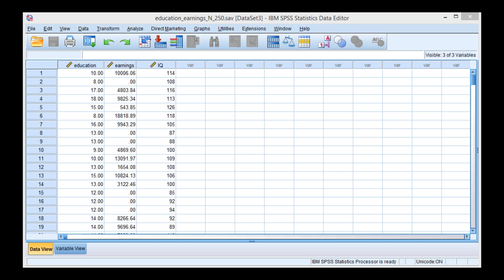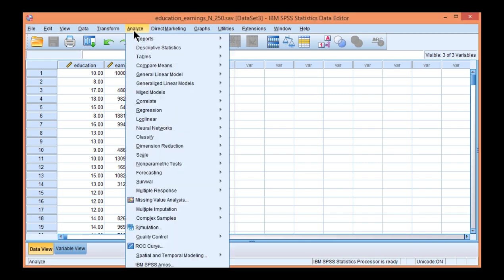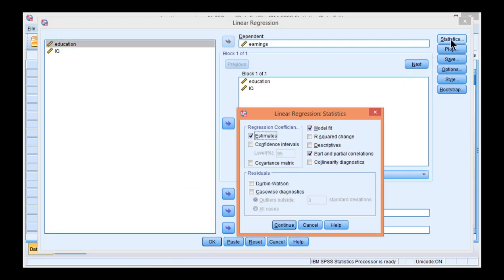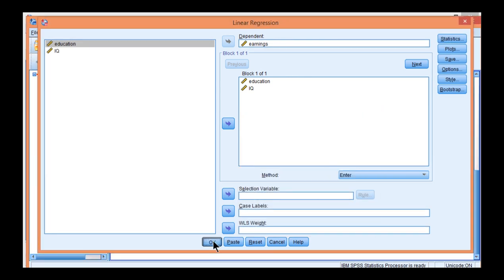In this video, I'm going to show you how to evaluate multicollinearity in the context of multiple regression in SPSS on the basis of evaluating two indices, tolerance and variance inflation factor. Now, to get those in regression, go into Analyze, Regression, Linear, and then click Statistics and make sure you have Collinearity Diagnostic selected. And then click Continue and click OK.